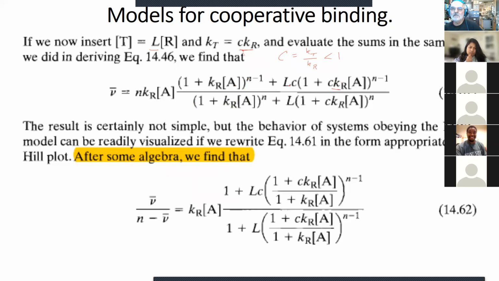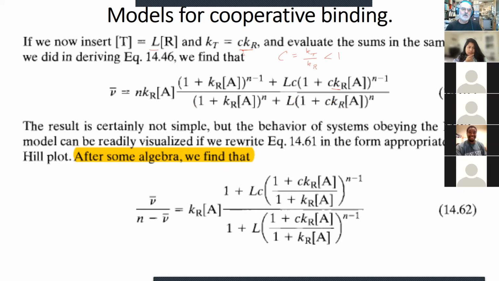And this term involves the L and the C, the linkage between the T and the R conformation, the linkage between the KT and the KR affinities. All right. And so this would have reduced to NKA over 1 plus KA. It doesn't anymore because there's 2 of them and it's more complicated. All right.